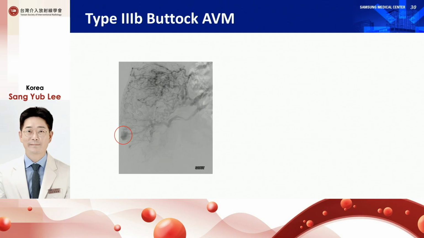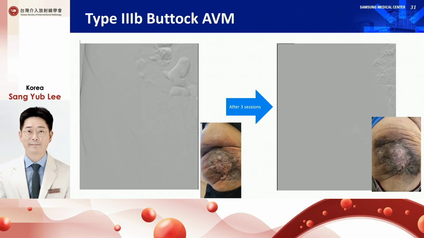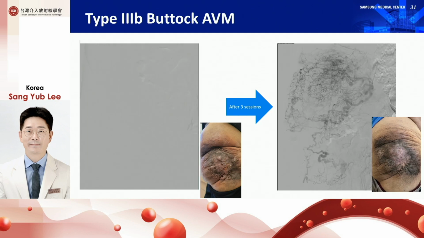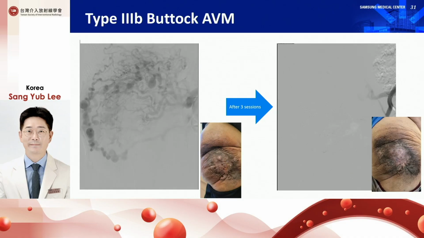In our clinic, we prefer to use coil embolization, but as shown by Dr. Luan, compression and ethanol injection can be an alternative option. This is the follow-up image. The shunt markedly reduced and the lesion healed spontaneously.